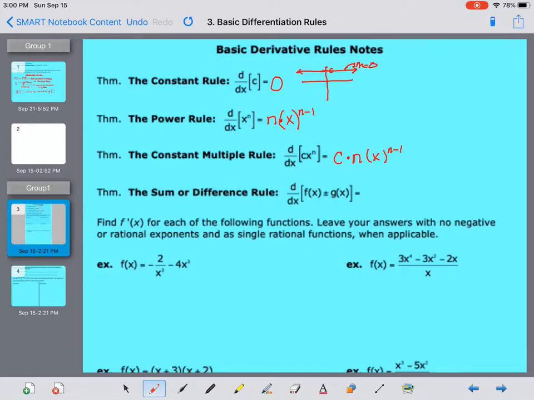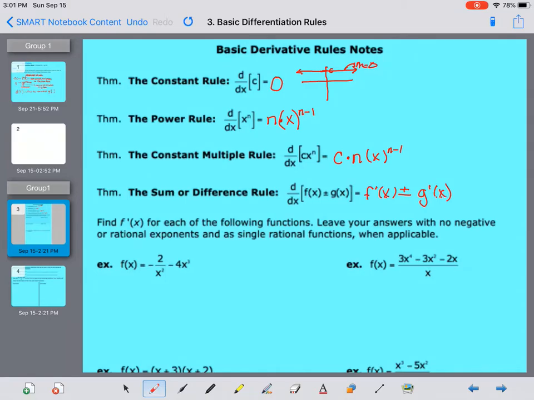And then the sum and difference rule says that we can take the derivative of each term independently. So we can take the derivative of the first function, whatever that is, keep that addition or subtraction in place, and of course, g prime. Very much like our limit laws, these are natural things we do when we know our derivative process, but this allows us to say, yes, I can do that.